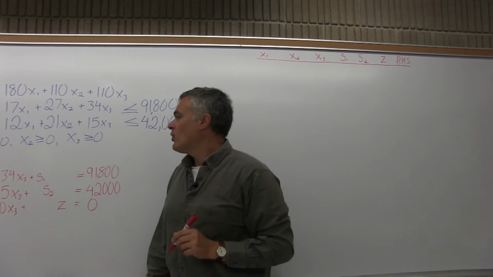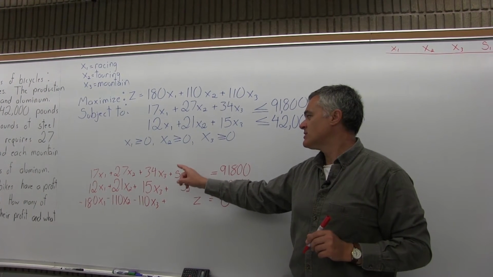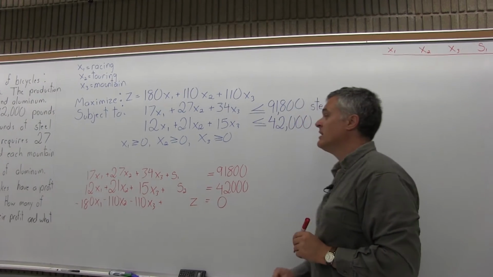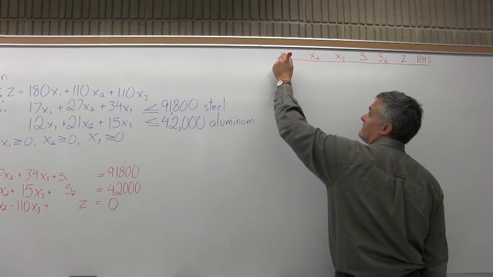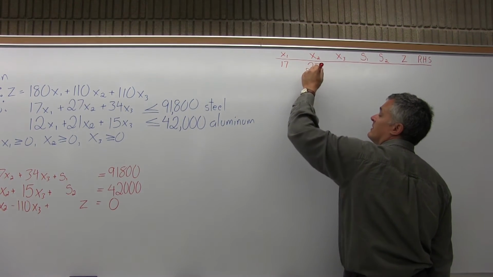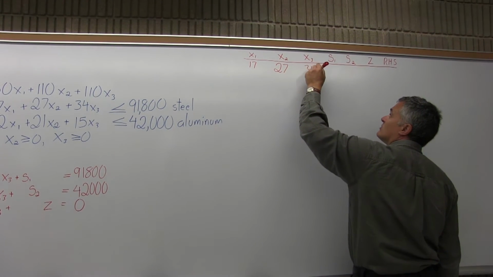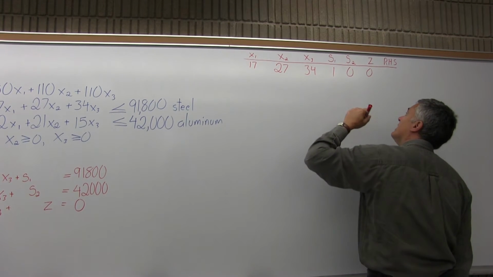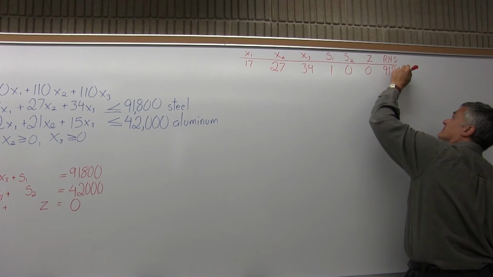So the top equation, when they're written as equations, was 17x1 plus 27x2 plus 34x3 plus S1 equals 91,800. That's going to go into my matrix. The x1 column just gets a 17. The x2 column gets a 27. The x3 column gets a 34. The S1 column gets a 1. S2 gets a 0. Z gets a 0. And the RHS column gets a 91,800.